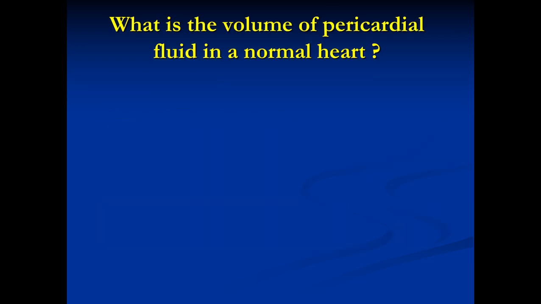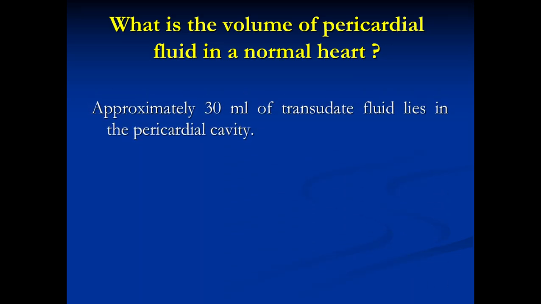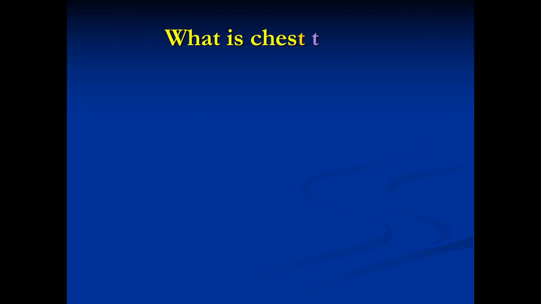What's the volume of the normal pericardial fluid? Approximately 30 ml of transuded fluid lies in the pericardial cavity to lubricate the movement, to make the heart contract well and move well in the pericardial sac.